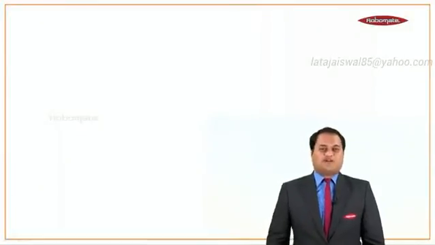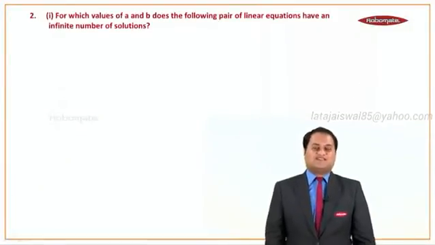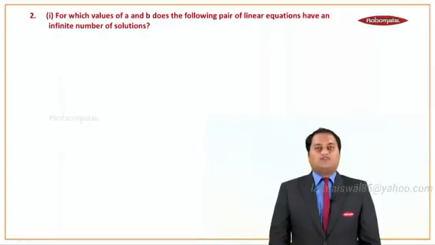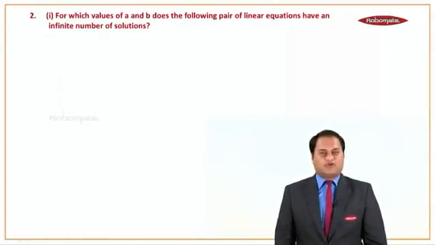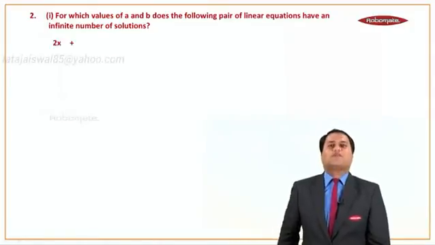With a different type of sum in consistency and inconsistency. The sum is, for which values of a and b does the following pair of linear equations have an infinite number of solutions? Let's see what the question is.